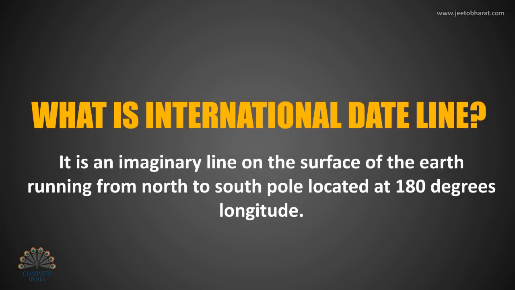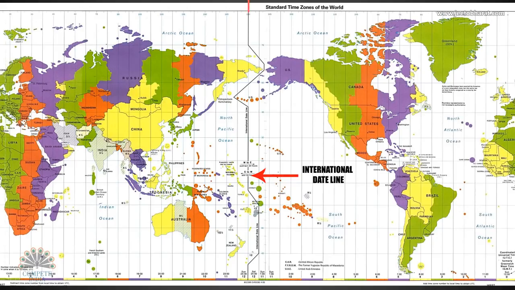What is the International Date Line? It is an imaginary line on the surface of the Earth running from the North to South Pole located at 180 degrees longitude. Although the International Date Line generally follows the 180 degrees meridian, it does diverge in places. Since the 180 degrees line runs through several countries, it would divide those countries not simply into 2 different time zones, but into 2 different calendar days.